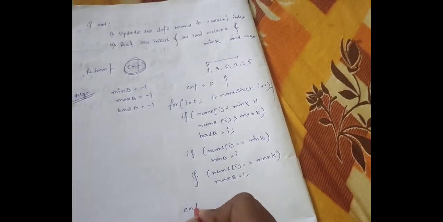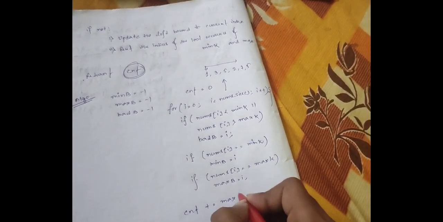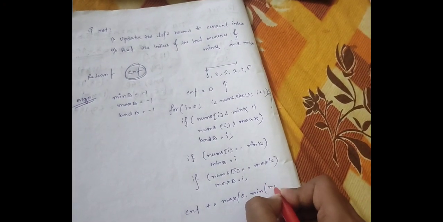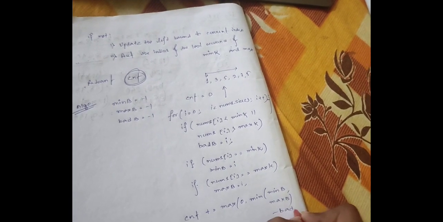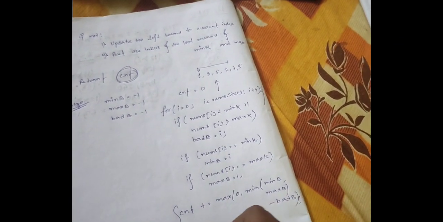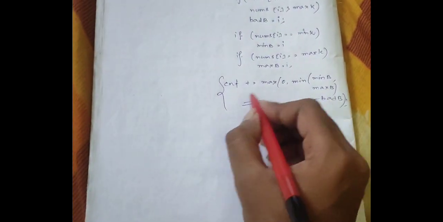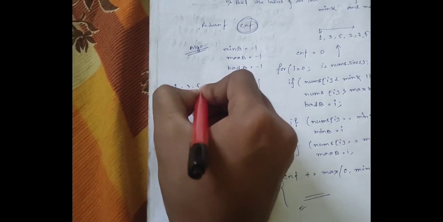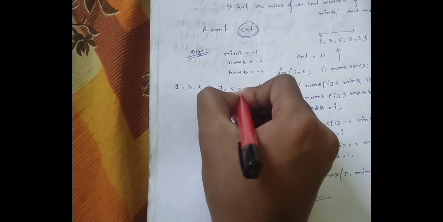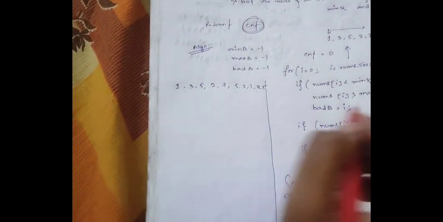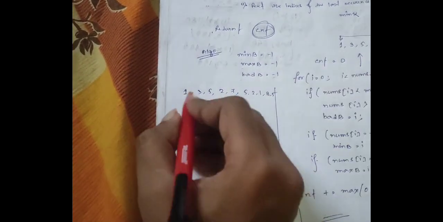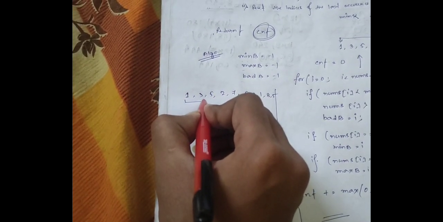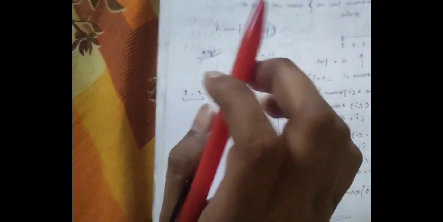Okay, at the end we do count plus equals max of 0 comma min boundary and max boundary minus bad boundary. So now we will discuss what it does. Okay, 1 3 5 2 7 5 2 1 8 5. We initialize min boundary -1, max boundary -1, bad boundary -1. We just start from 1 and go to 3 in this loop.